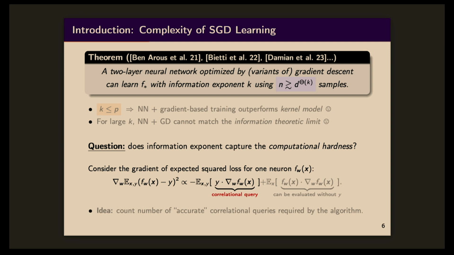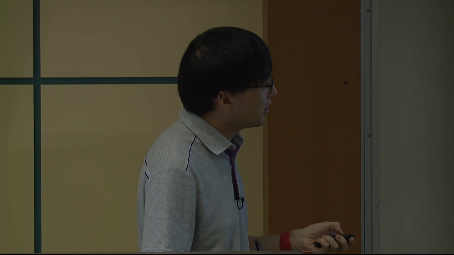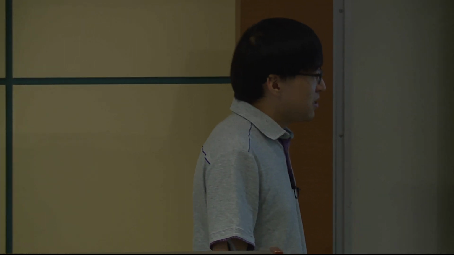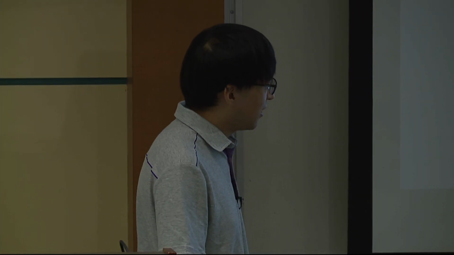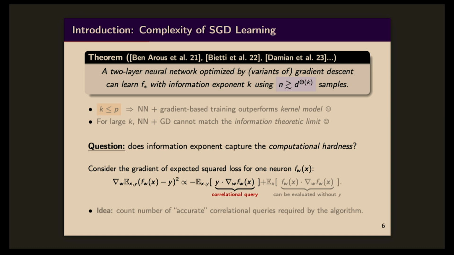You can evaluate this just by having the student model. Okay, so if you believe, and this is a big if, that a neural network with a squared loss is actually learning by using this correlation term, then a way to measure this computational hardness is to count how many correlational queries I need to make in order to learn the single index model.